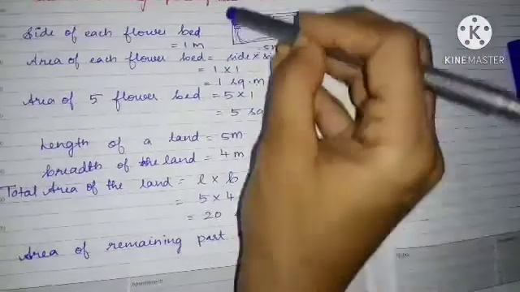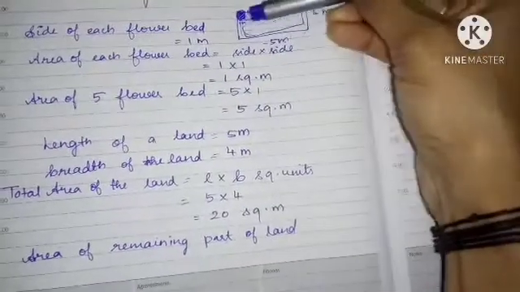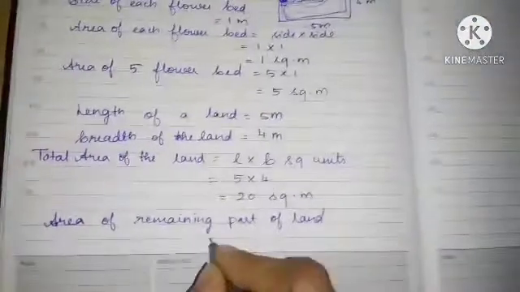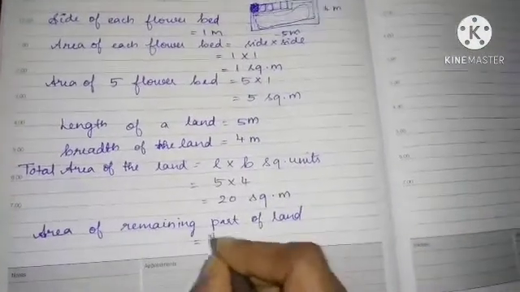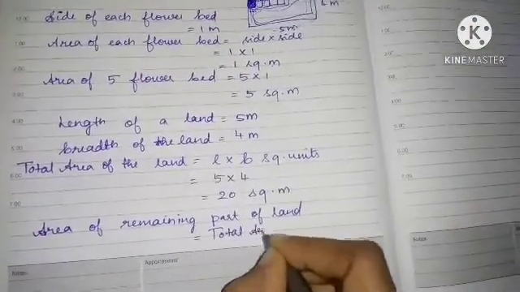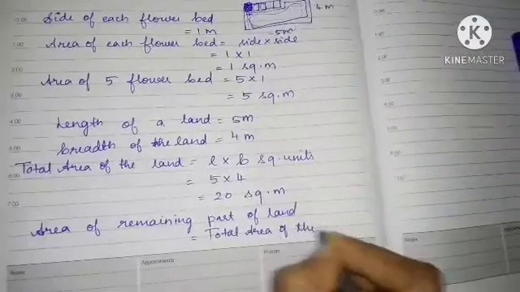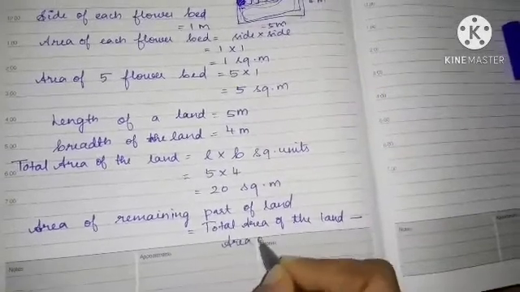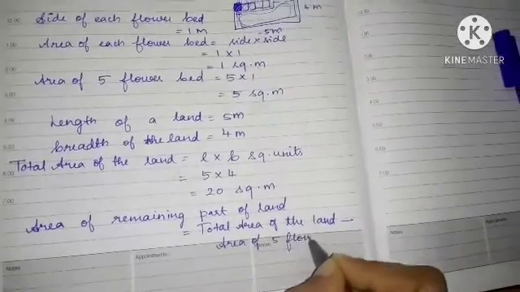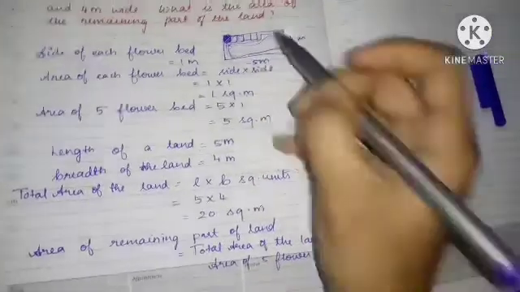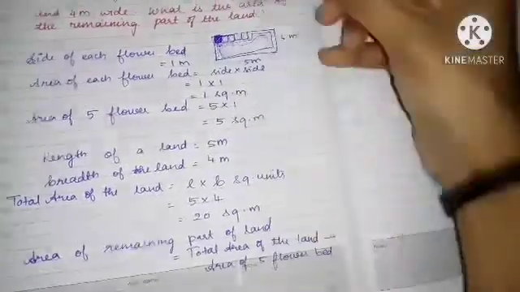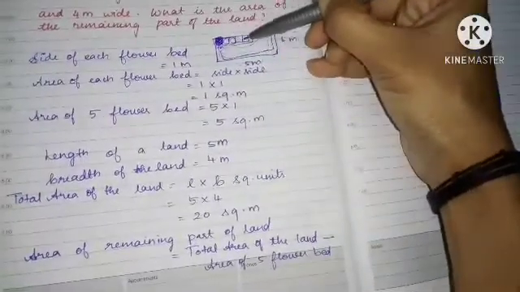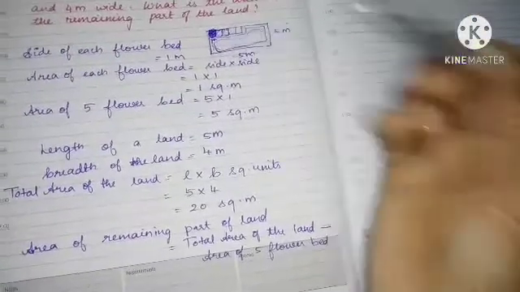Okay, so from this total area you will subtract the area of the 5 flower beds. Correct? So the area of the remaining part is nothing but the total area of the land minus the area of the 5 flower beds. If from this total area I subtract the area of the 5 flower beds, you will get the remaining area.